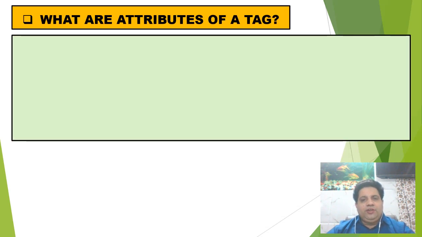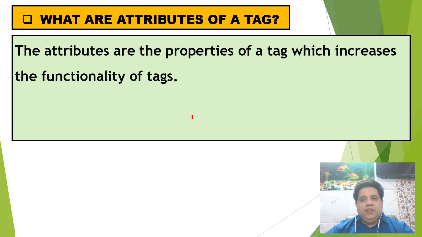Now what are the attributes of a tag? Attributes are the properties that increase the functionality of the tags. Each tag, for example the body tag, BR tag, HR tag, has some properties. If used, these attributes increase the functionality of those tags. These properties are called attributes.